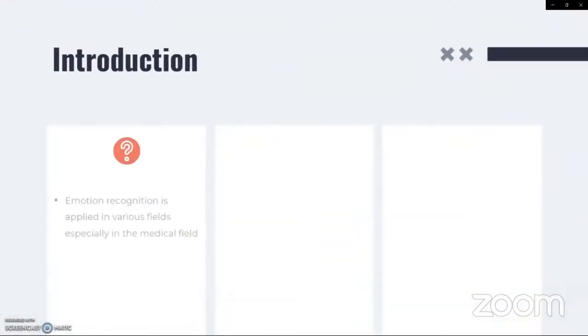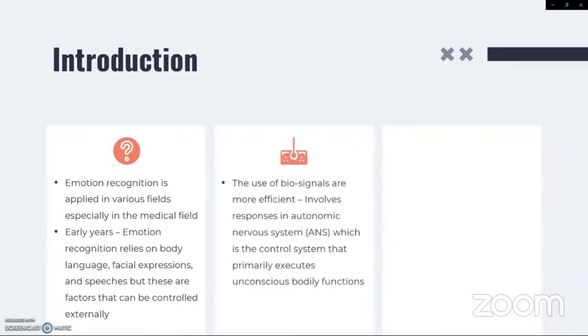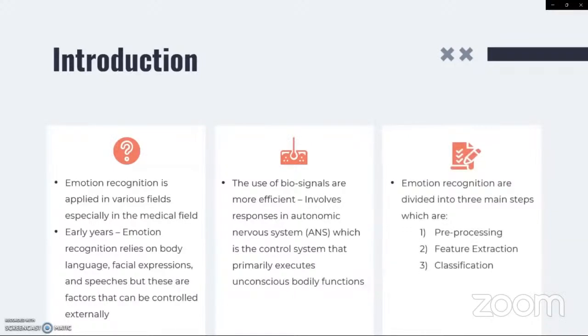Now let's begin with emotion recognition. Emotion recognition has been applied in various fields, especially in the medical field, for disease identification. In the early years, research on emotion recognition focused on analyzing body language, facial expressions, and speech. However, these factors may be inefficient as they can be controlled externally, which means an individual can hide their true emotions. Hence, the use of biosignals such as the galvanic skin response is more effective, as it involves responses in the autonomic nervous system, which refers to the control system of the body that primarily executes unconscious bodily functions. The process has 3 main steps, with the first one being pre-processing, followed by feature extraction, and lastly classification.